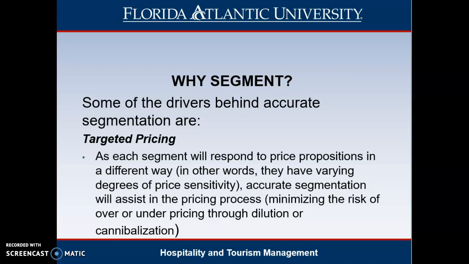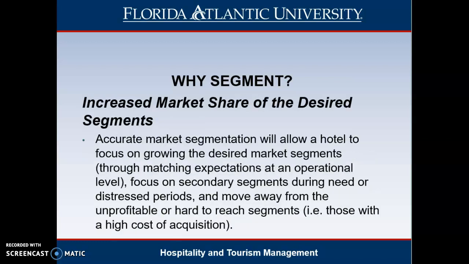Constant predictions, looking at markets, deciding the right prices, how people are going to respond to those prices. Hey, you want to come to New York for the weekend from Boca Raton? Then here's the package from our property for you to come. We're right near Central Park, etc. If you segment correctly, you look at growing desired market segments. Again, I talked about the expectations, operational, and then perception of value, and then secondary segments of distress periods, and move away from unprofitable or hard to reach segments.